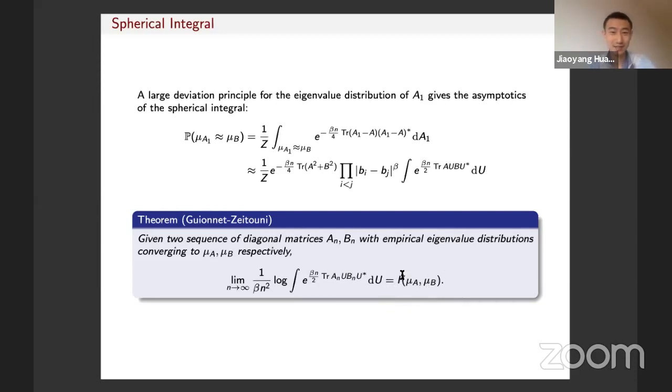This functional is kind of complicated, since in their proof, they first derive a large deviation principle for the Dyson Brownian motion for the dynamics, and then project it to time t equals 1, which gives the large deviation for the eigenvalue distribution of A1. Using this relation, they get this functional I. In our talk, we will use this asymptotics for the spherical integral to study the large deviation of those randomized Schur-Horn problems and the randomized Horn's problem.